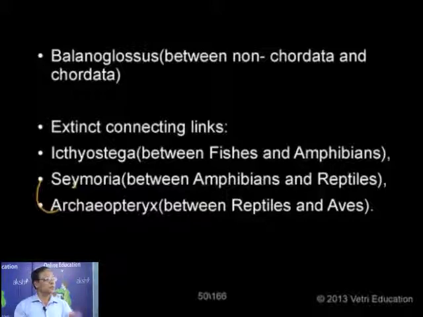Now these are all the living connecting links, which you can see in nature at present. There are also connecting links which are absent at present. They were present in the past, and they are called extinct connecting links. One, Ichthyostega. It exhibits the characteristics of fishes and amphibians, a connecting link between fishes and amphibians. Then Seymouria. It acts as a connecting link between amphibians and reptiles.